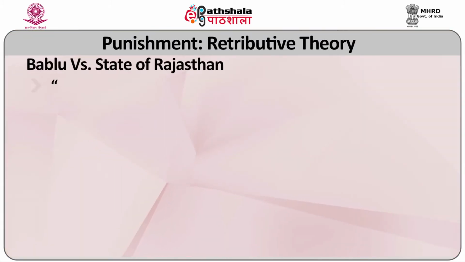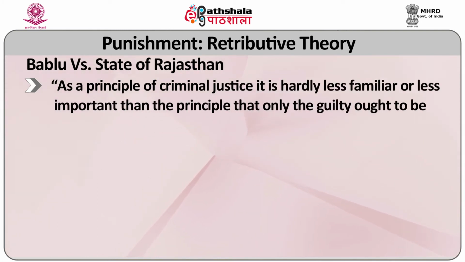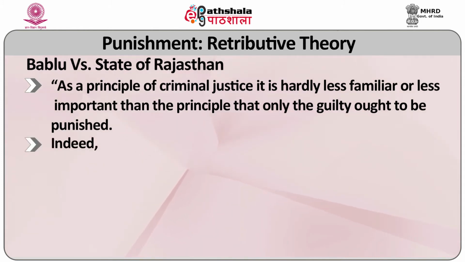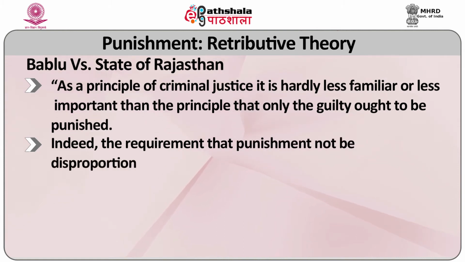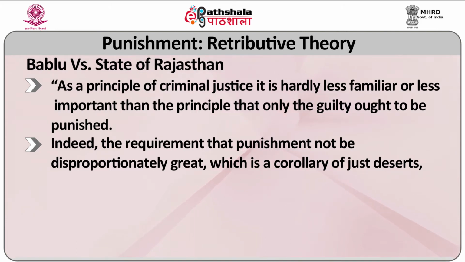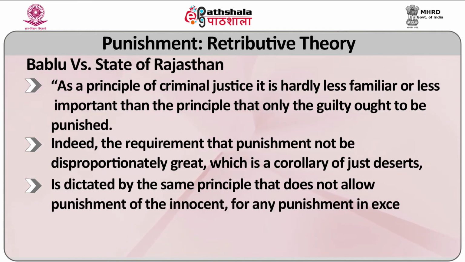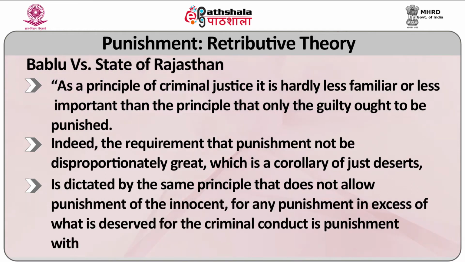In Bablu versus State of Rajasthan, the Supreme Court reiterated that as a principle of criminal justice, it is hardly less familiar or less important than the principle that only the guilty ought to be punished. Indeed, the requirement that the punishment not be disproportionately great, which is a corollary of just desert, is dictated by the same principle that does not allow punishment of the innocent. For any punishment in excess of what is deserved for the criminal conduct is punishment without guilt.